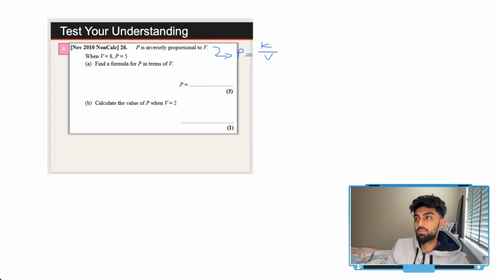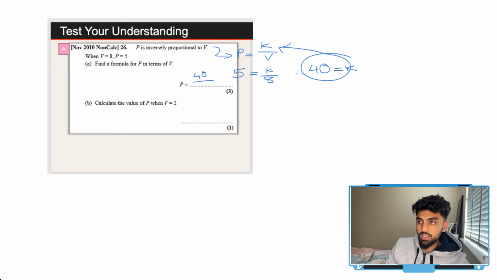When V is equal to 8, P is equal to 5. So 5 is equal to K over 8. Therefore, rearranging this equation gives us a value for K, which is 40. And we're done pretty much. All you need to do, guys, is you should plug this into here. You started off with this, you're going to end with this as well. So you have P is equal to K over V, but we now know K is 40, so we write 40 over V as our final answer.